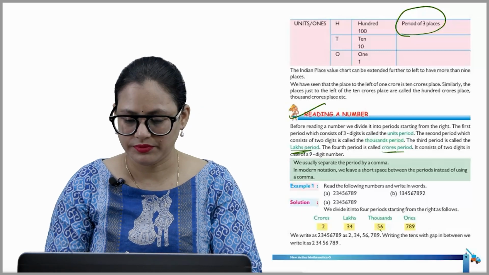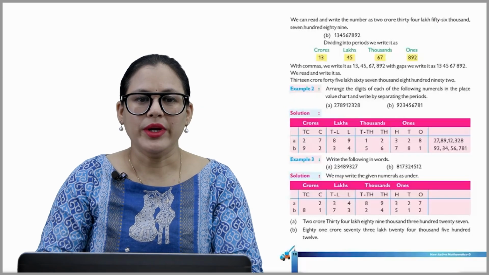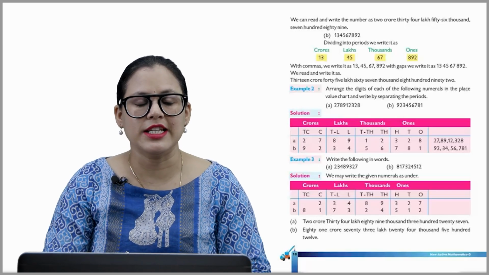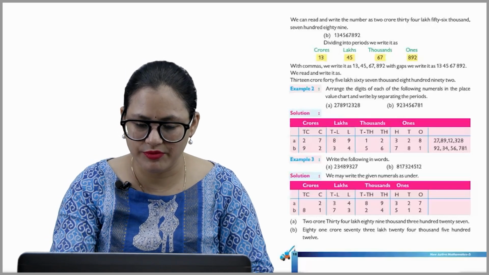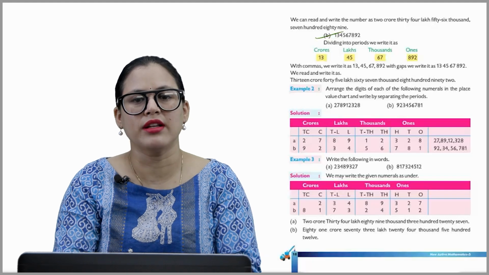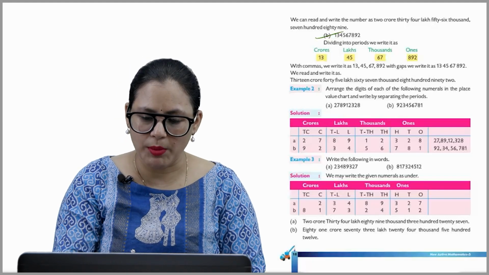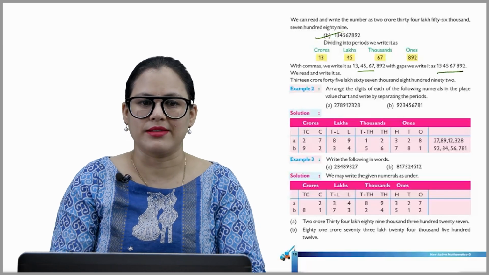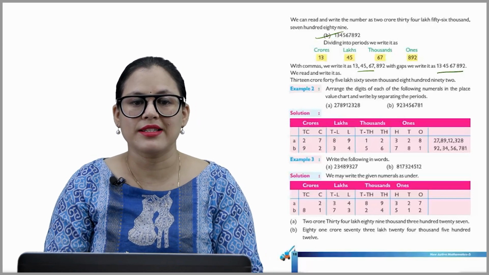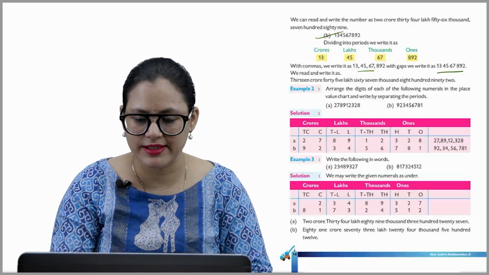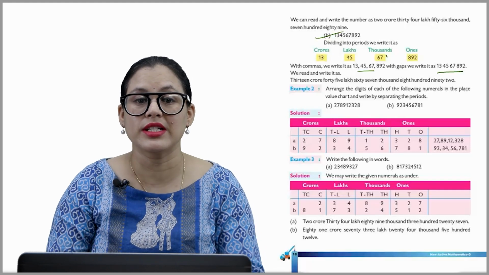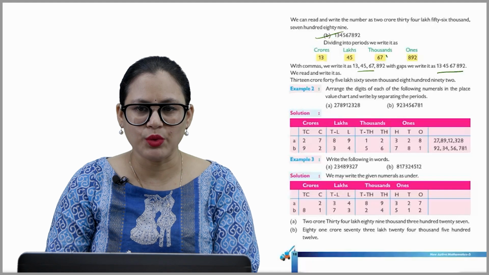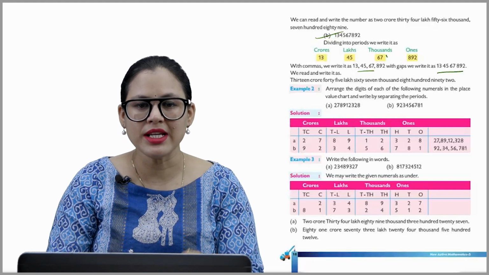Okay, we can read and write the number as 2 crore 34 lakh 56,789. Okay, similarly, for this number also we will first divide the number into periods. Okay, and with commas we write this as, and with the gaps we write this number as this. Okay, and we read and write it as 13 crore 45 lakh 67,892.